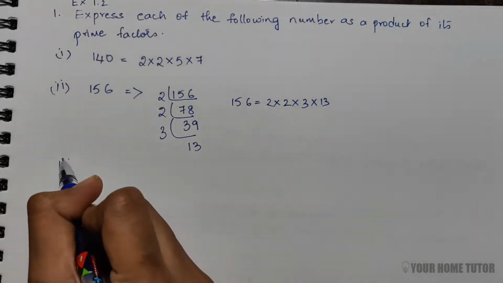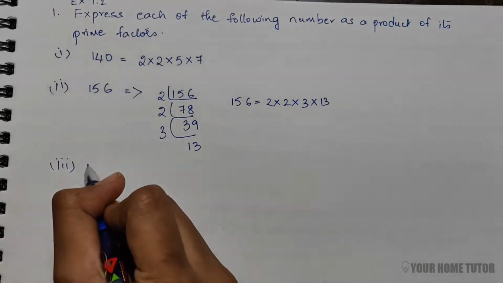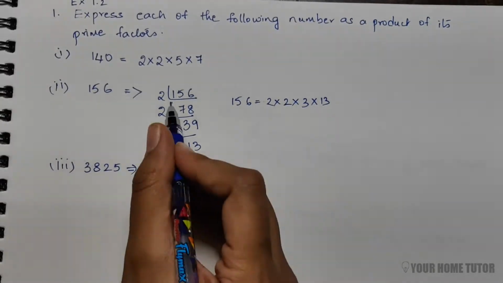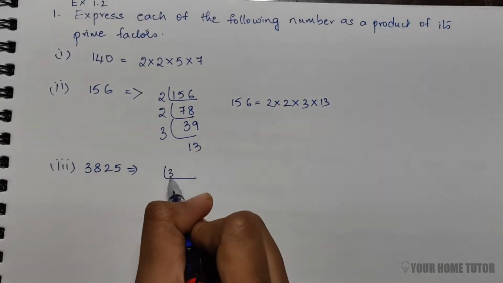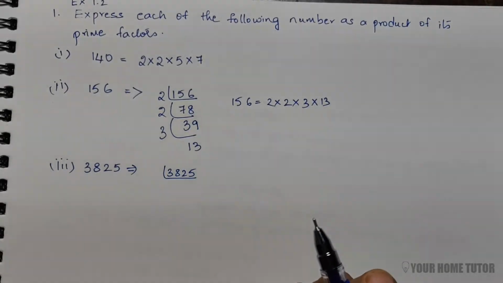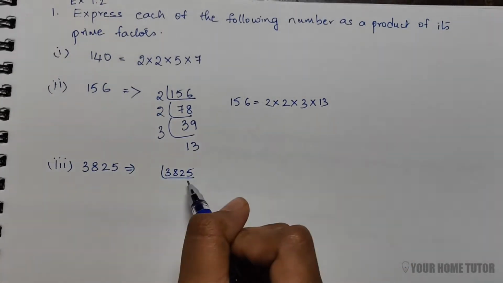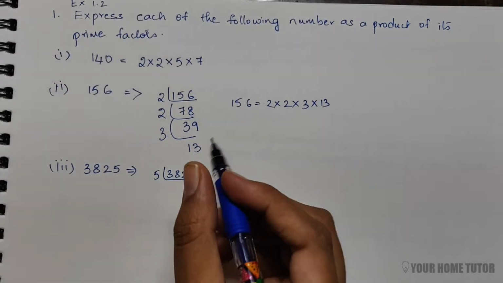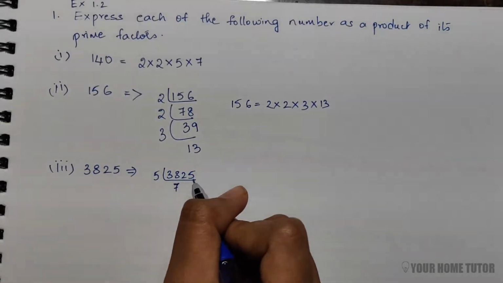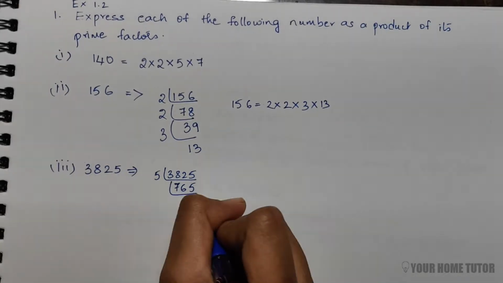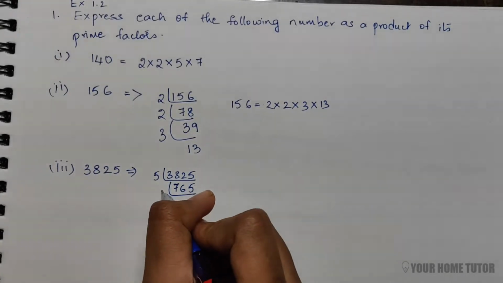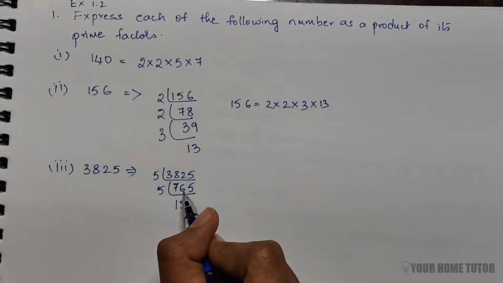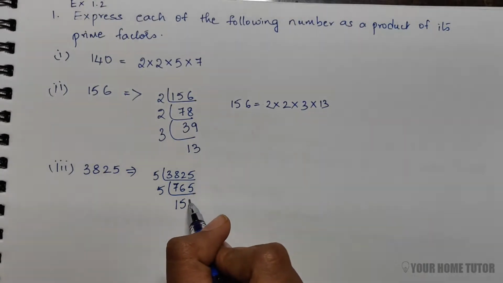For the next number, we have 3825. If I follow the same method here, since the last digit is 5, first let me divide it by 5. So 38, 7 5s are 35, 32, 6, 765. Last digit is 5 again, so we can divide it by 5. 1, 5, so remainder 5, okay, 15.